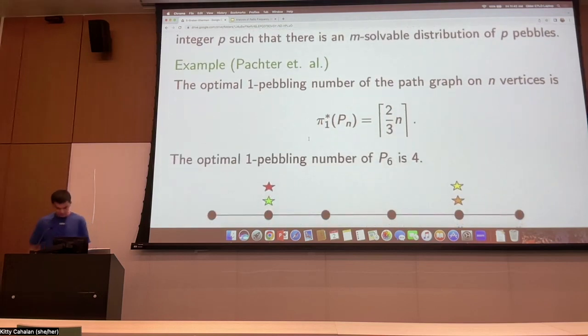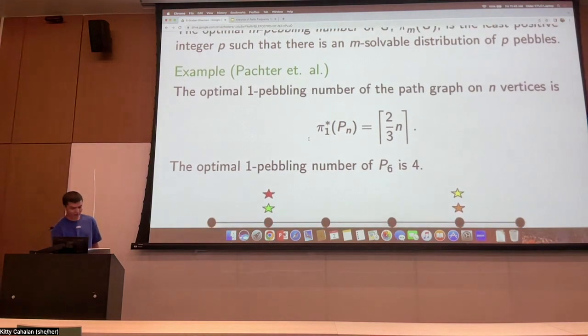For one pebbling of a path, we want to find a configuration that uses the least amount of pebbles possible, but each vertex along the path could still get one pebble at one time. The formula that we found is the ceiling of 2/3 n. And the ceiling function is just a round up. So if it's a non-integer, then you just round up. We can see an example of pebbling a path down here.